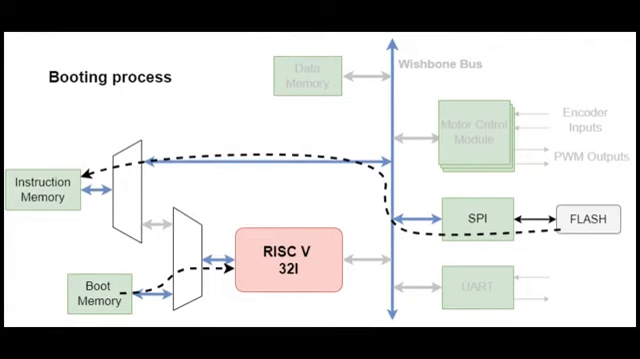The CPU is programmable using an external SPI flash. This is done by the bootloader, which resides in the boot memory. It is triggered out of reset such that the CPU loads the executable program from external SPI flash and stores it into the instruction memory. When this process is finished, the CPU starts executing the instructions from the instruction memory.